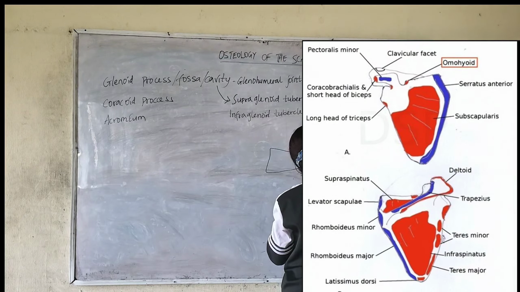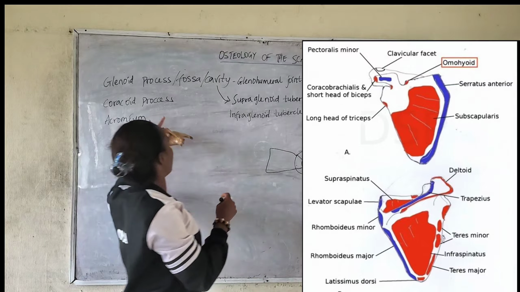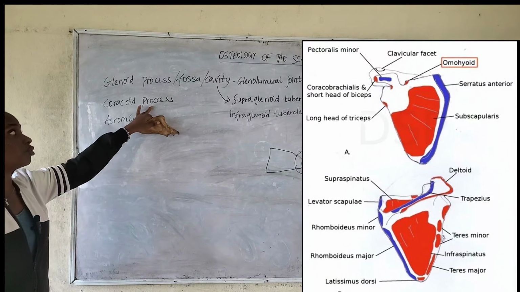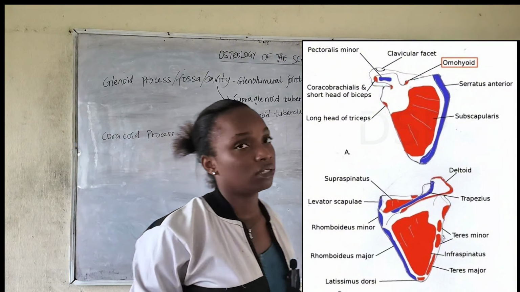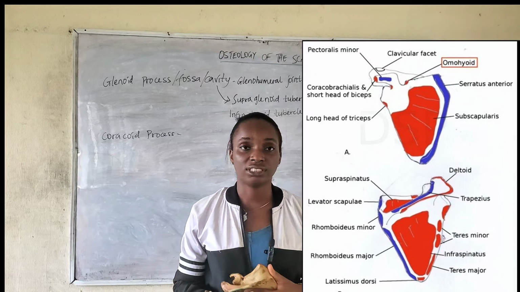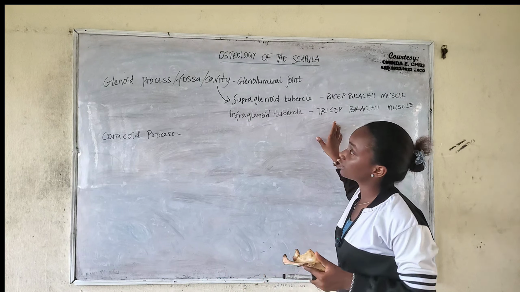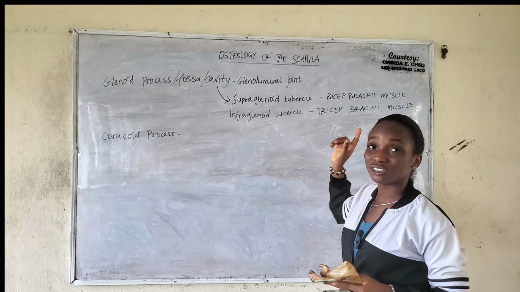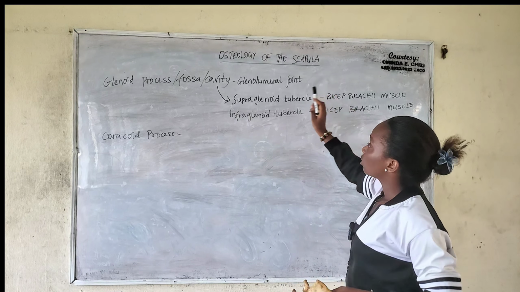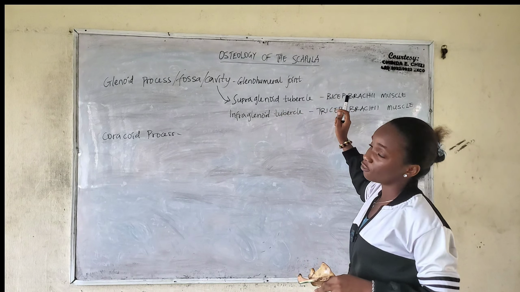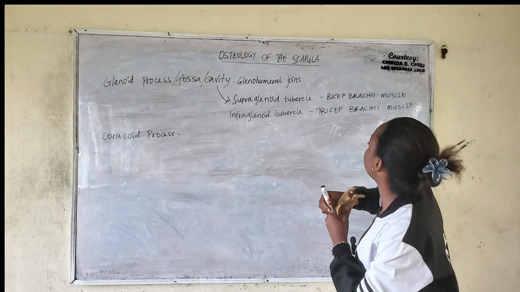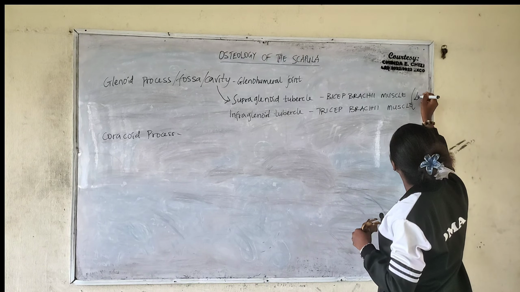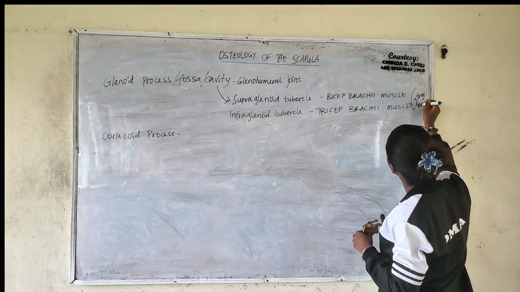Let's move to the next, which is the coracoid process. We'll look at the coracoid process now. Before we talk about this coracoid process, I want you to note that the attachments the glenoid process has are for the long head. So, supraglenoid tubercle, long head of biceps brachii; infraglenoid tubercle, long head of triceps brachii. All long heads. Please note.